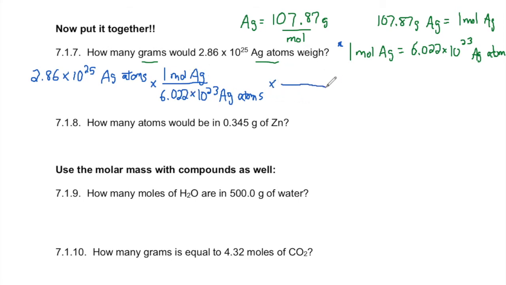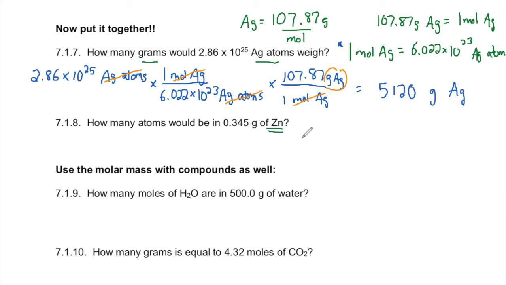We want to have grams, so we'll go ahead and use the molar mass. And we're going to write the molar mass with moles on the bottom. So now that silver atoms will cancel and the moles of silver will cancel, and we'll just be left with grams of silver. That's what we want. And it comes out to be 5,120 grams of silver.